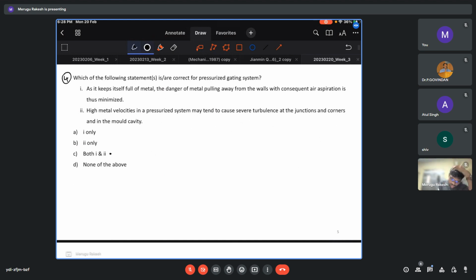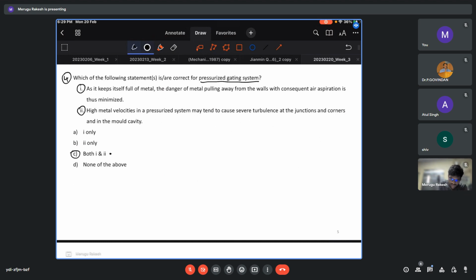Okay. So they are asking about the pressurized gating system. The first option is: as it keeps itself full of metal, the danger of metal pulling away from the walls with consequent air aspiration is thus minimized. This is true. The second is: high metal velocities in a pressurized system may tend to cause severe turbulence in the junctions and corners and in the mold cavity. This is true as well. So option C will be the correct one.